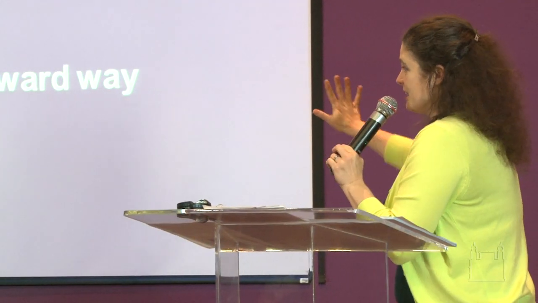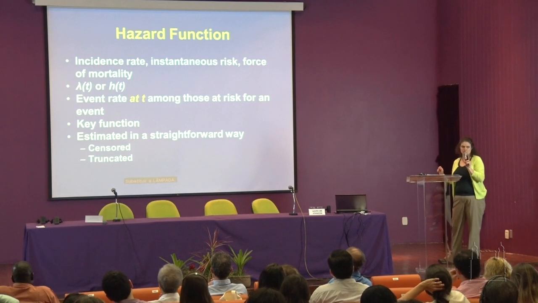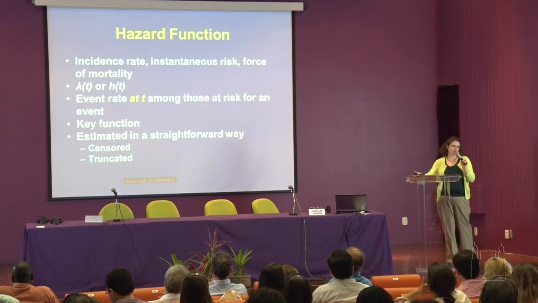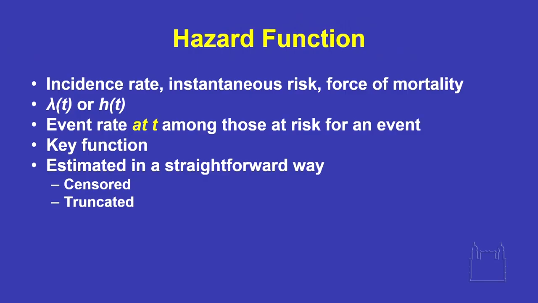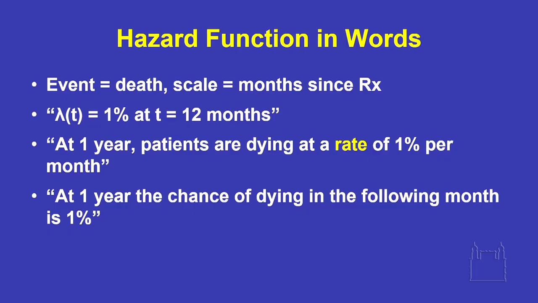This is the key function that underlies all of survival analysis. It's estimated in a very straightforward way if you have censoring or truncation. And in a few minutes, we'll talk about what those two words actually mean. So what do I mean when I talk about the hazard function? Nobody really talks about the hazard function, but actually we think about it. And I think this is going to come up more and more in our next few months as we're looking at these various infectious diseases around. Let's say our event is death. We go back to this month scale.